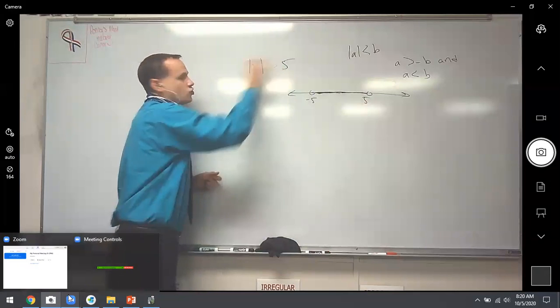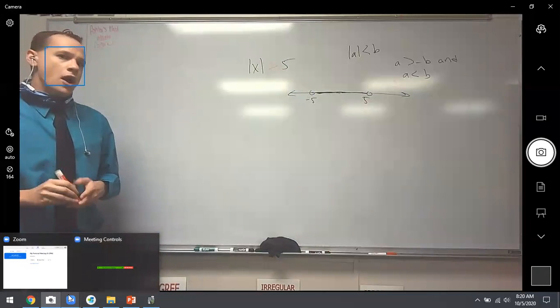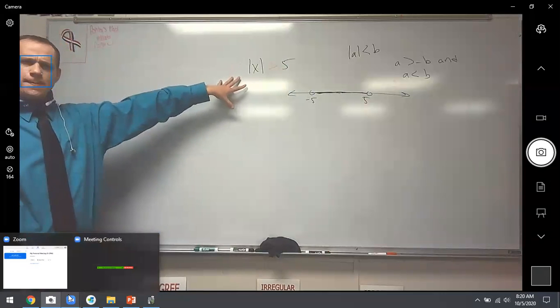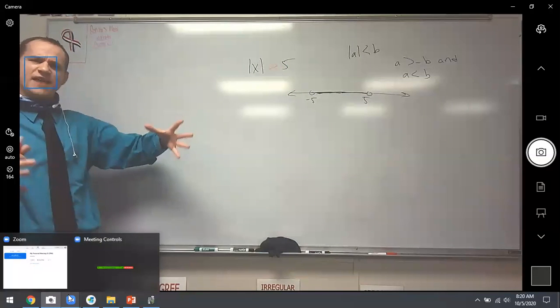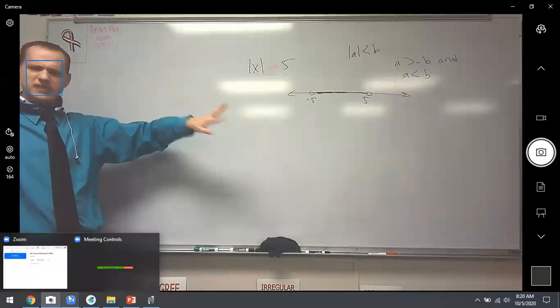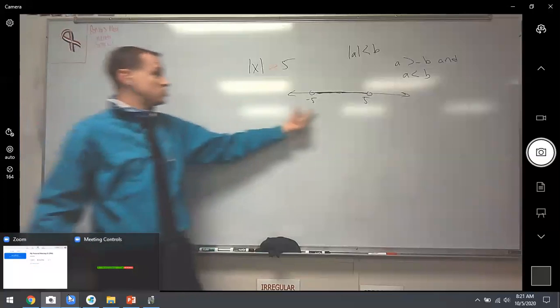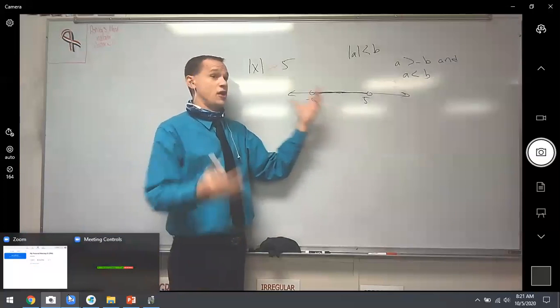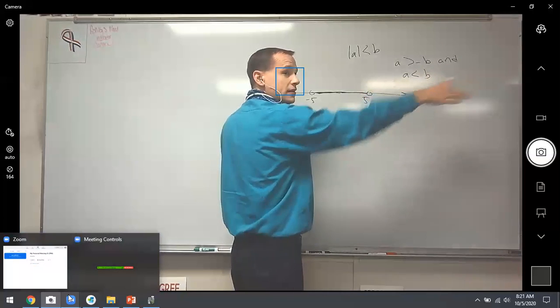What if I change it to greater than 5? Isn't that kind of the opposite of what we just did? We just found things that are less than 5. Greater than 5 are kind of the other stuff, right? If these are the things that are less than 5, then I guess the things that are greater than 5 must be the things outside of it.